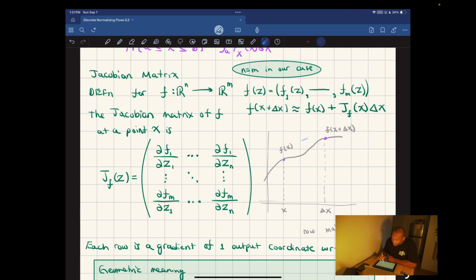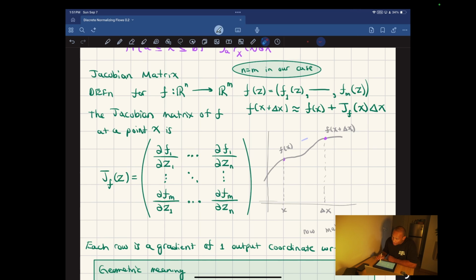And in 2 dimensions, you can see I have x, delta x, and then f of x and f of x plus delta x, right? So f of x plus the Jacobian times delta x would be approximately equal to this point.